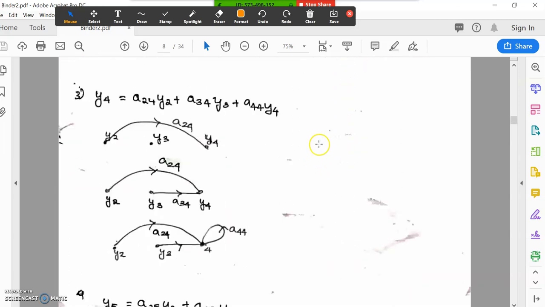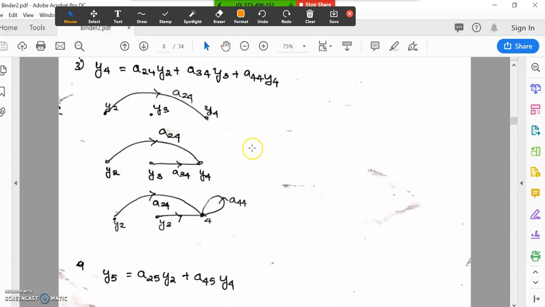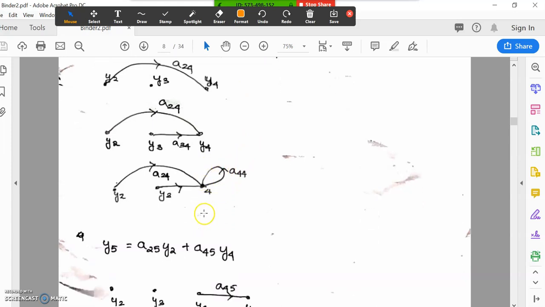Similarly, look at the third equation, y4. There are 3 signals coming towards y4. The first signal is from y2, with gain a24 coming to y4. Next, from y3, a34: the signal y3 getting multiplied by a34 comes towards y4. As well, there is a self loop, as we discussed previously. A self loop of gain a44 is also towards y4.